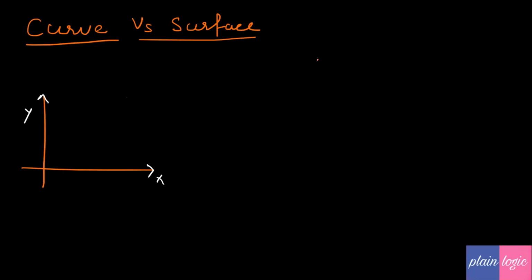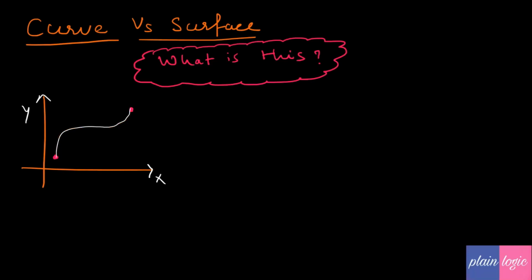Let's begin with curve. We have this x-axis and y-axis called the plane, and we have something like this. Now the question is, what is this? In physical life, you can say that this is a rope or something like that. But in a mathematical sense, this thing must have some meaning. The easiest thing that you can do is represent it as a function of x. Most usually people write y as a function of x.